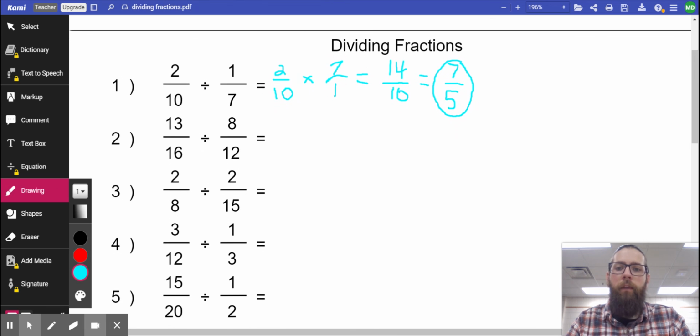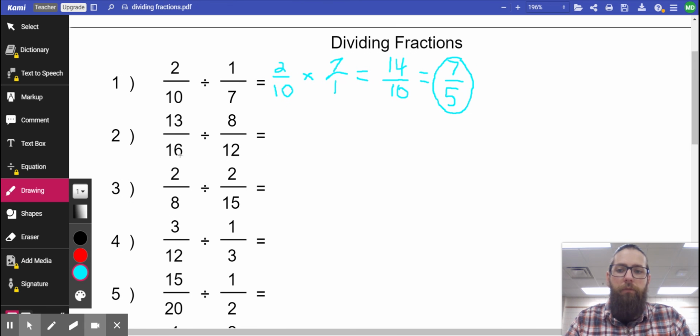So, name of the game here, just keep the first fraction, change to multiplication, and then switch the second fraction upside down. Good luck, you guys.